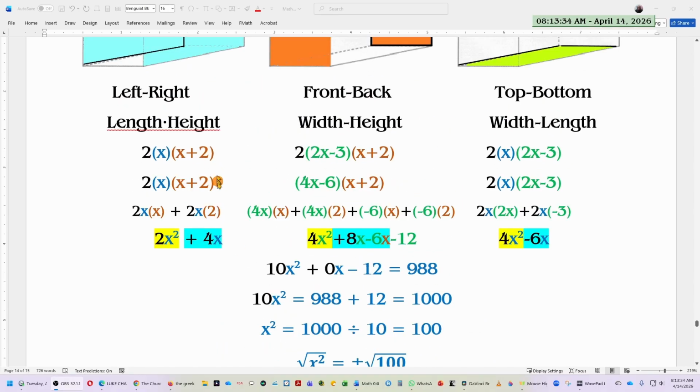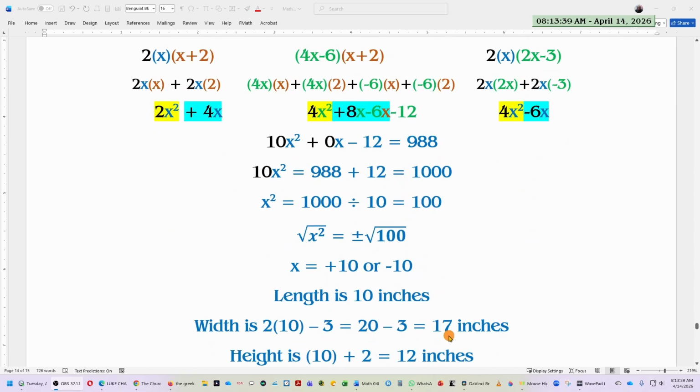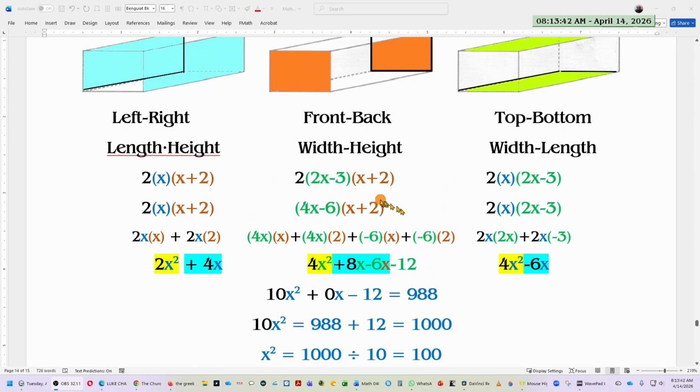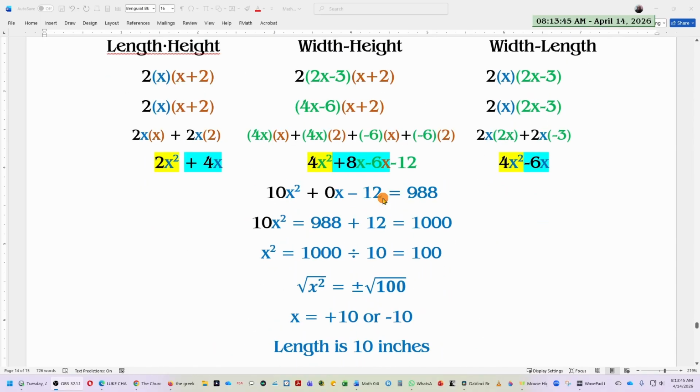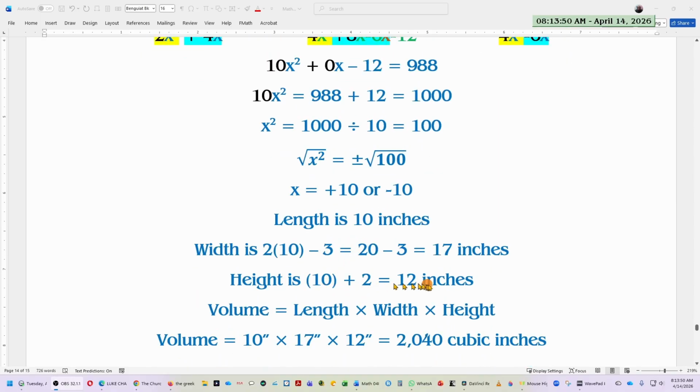And we already established that the width is 2x take away 3. 2 tens minus 3 will give us 17. And we established that the height is x plus 2, so the length plus 2, which is 10 plus 2 is 12. So we have the length, we have the width, we have the height. Once we have those three, we can also find the volume. We just multiply the length by the width by the height. And that's going to give us 2,040 cubic inches, because this is inches times inches times inches, which is inches to the power of 3, or cubic inches.